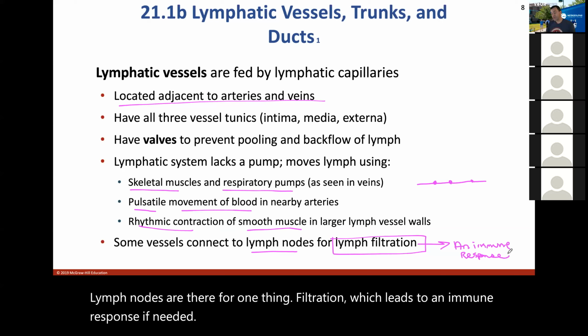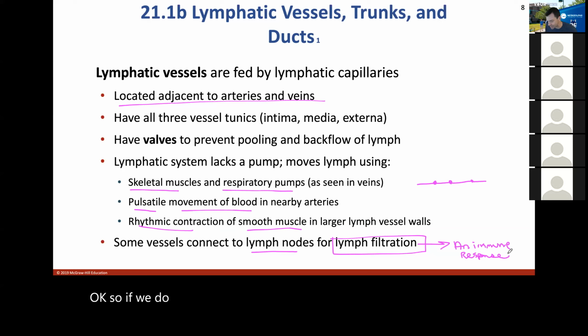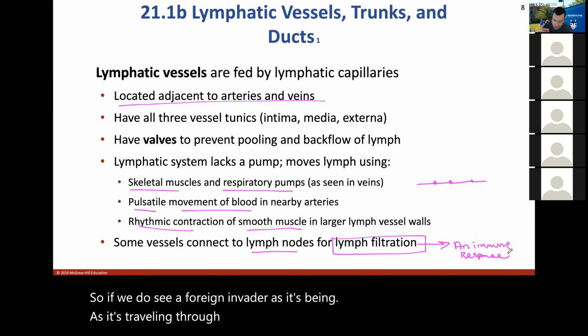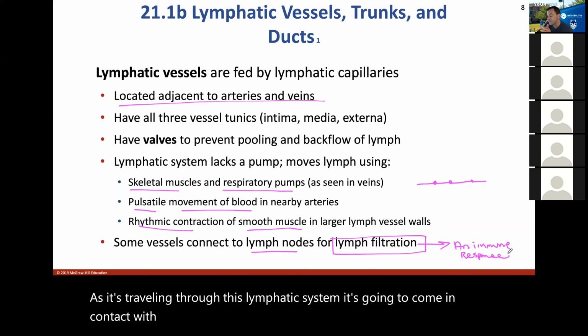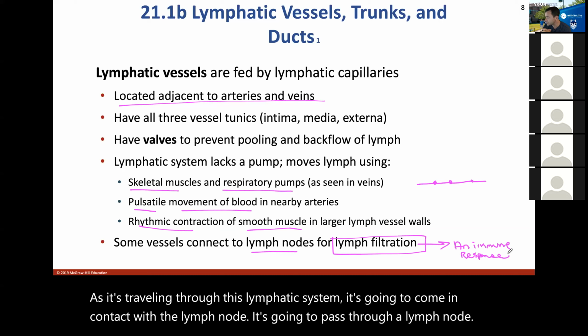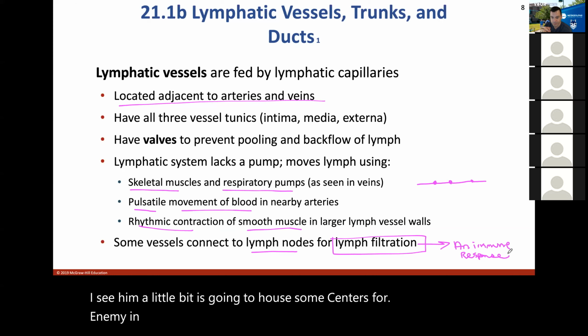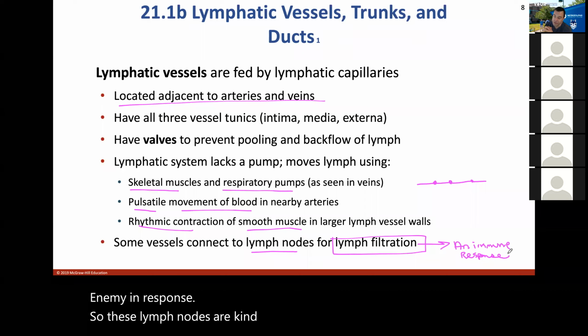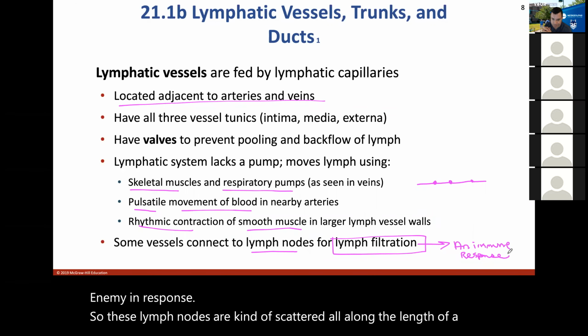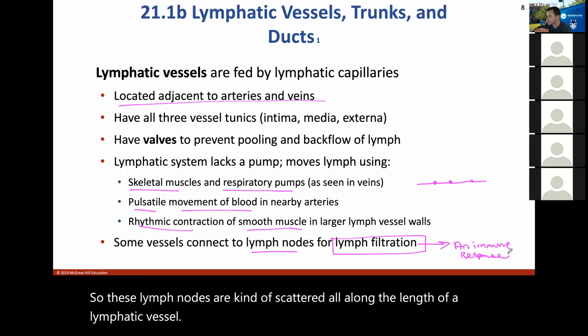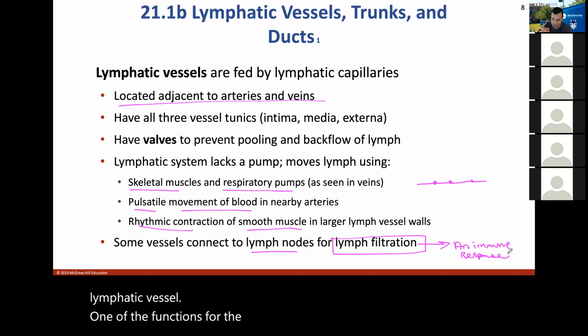Okay, so if we do see a foreign invader, as it's traveling through this lymphatic system, it's going to come in contact with a lymph node. It's going to pass through a lymph node. And a lymph node, we'll see here in a little bit, is going to house some centers for an immune response. So these lymph nodes are kind of scattered all along the length of a lymphatic vessel. One of the functions for the lymphatic system was to mount an immune response. Here we go.